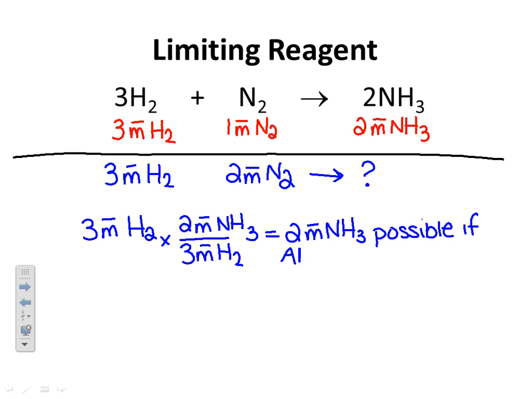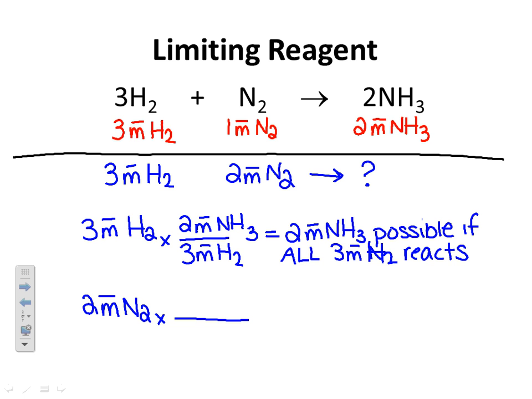if all 3 moles of H2 reacts. So if all 3 moles of H2 reacts, we would make 2 moles of NH3. We're going to do the exact same thing for the nitrogen. If 2 moles of nitrogen reacts, for every 1 mole of nitrogen, you produce 2 moles of NH3. So if all 2 moles of nitrogen reacts, we would make 4 moles of NH3.